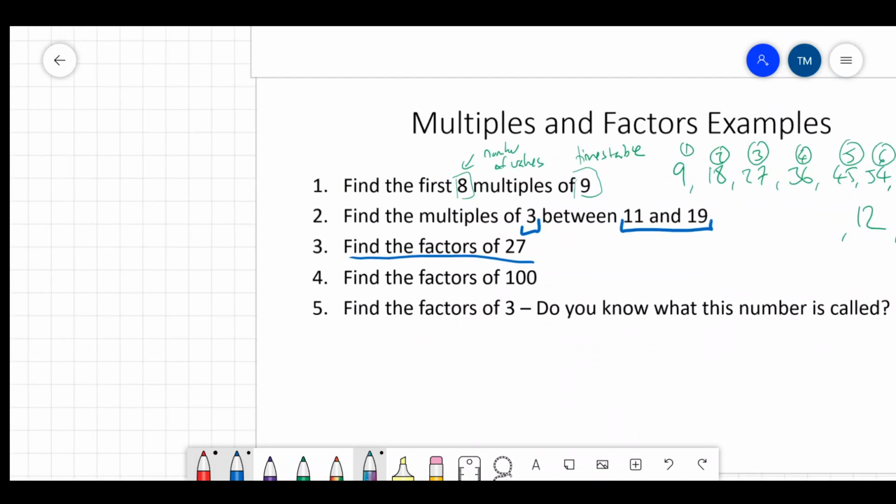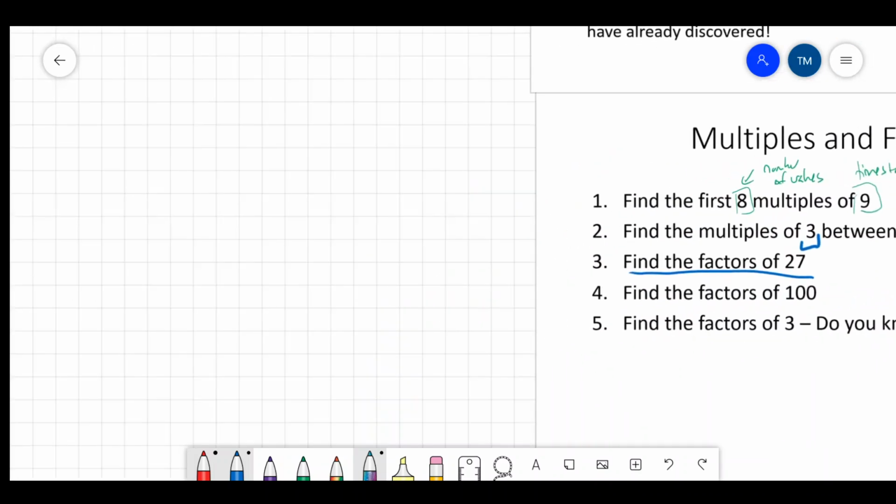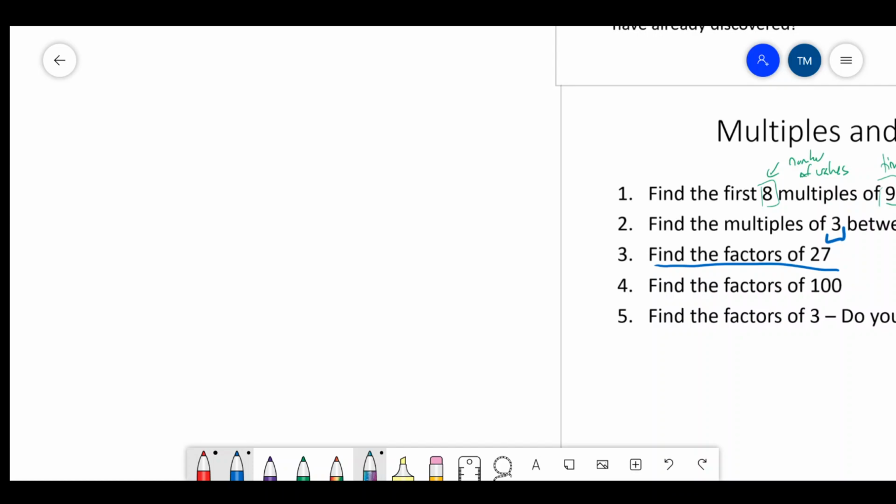So to find the factors of 27, what we do is we just go through and divide 27 by all the numbers from 1 to 27 until we hit a repeated number, and we use the integer results as our answer. So our first one is 27 divided by 1, which is equal to 27. So therefore 1 and 27 are factors.